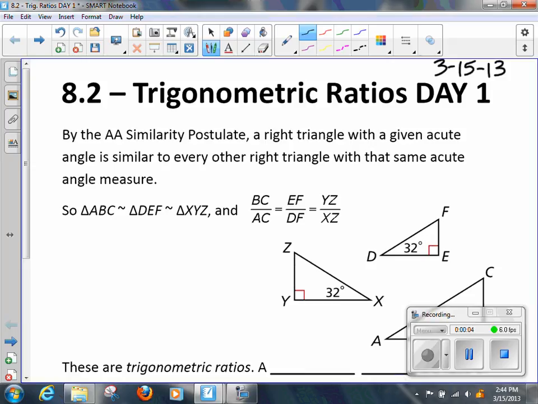So, trig ratios day one. This is my plan. I'm going to go for 30 minutes. Okay, we'll see how far I go.